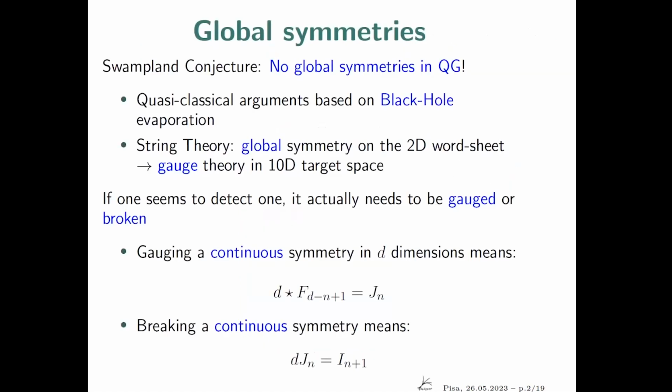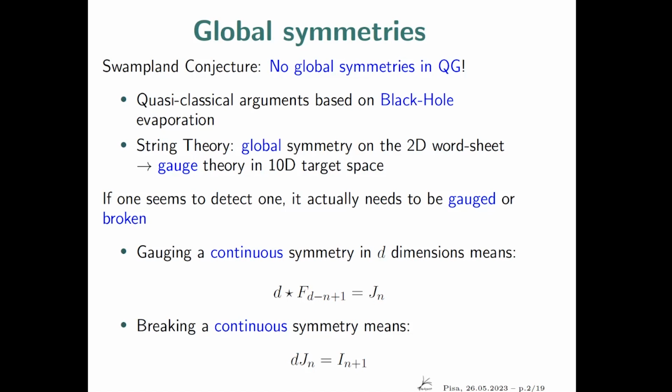Okay, so it was already mentioned in some of the talks that we have the most basic swampland conjecture maybe, and I think there is almost no doubt about it that this is true, is the one that says that there are no global symmetries in quantum gravity. So I don't repeat them here, but there are quasi-classical arguments based on black hole evaporation. And in string theory, we know that if we have a global symmetry, say on the two-dimensional worldsheet, it already leads to a gauge theory from the space-time perspective. So in some sense, there is not much room for global symmetries from the space-time point of view.